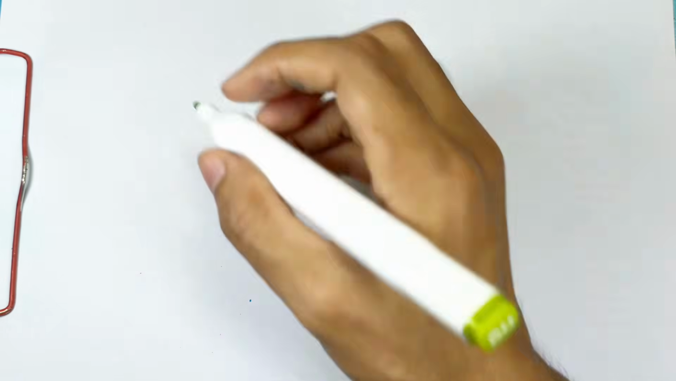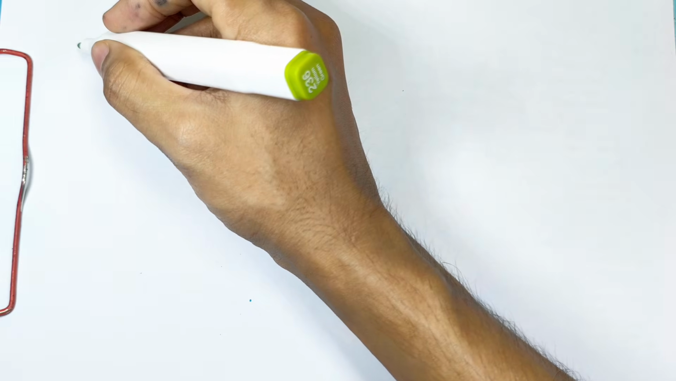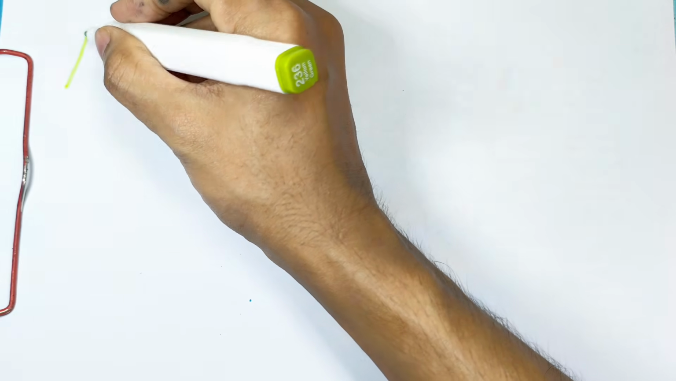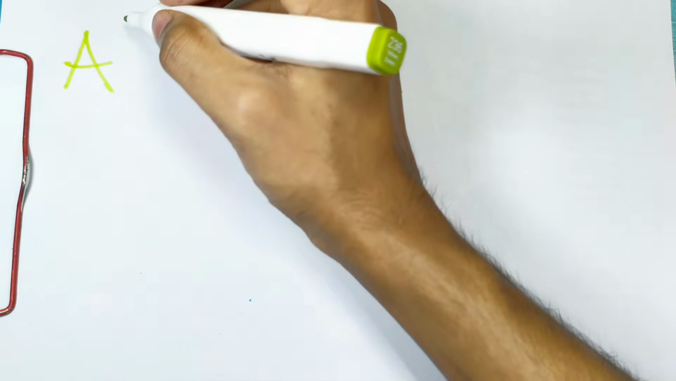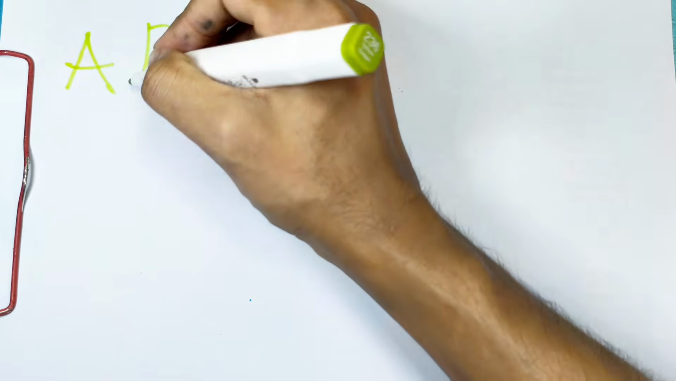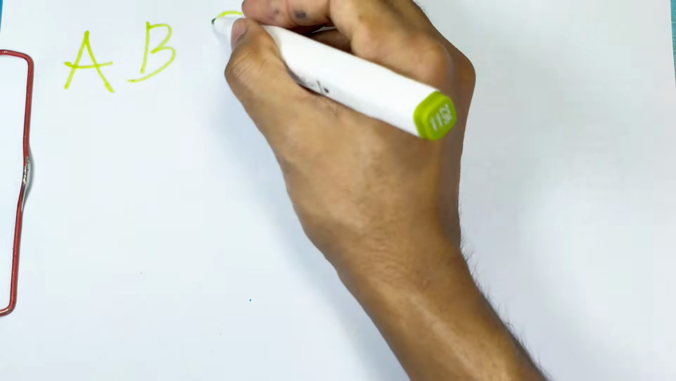So kids, first we're writing the alphabet of A. A for apple, A for ant. The next one is B. B for ball, B for bat. Now we're writing the alphabet of B.